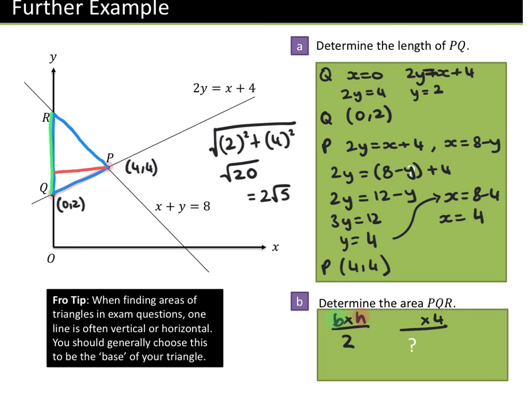Our base, we need to find R. Now, it's when it crosses the y-axis for this one. So that means x equals 0, so y equals 8. So this corner is 0, 8. To find our base, we're going to do the difference between 2 and 8, which is 6. So 6 times 4 over 2 equals 12 units squared.